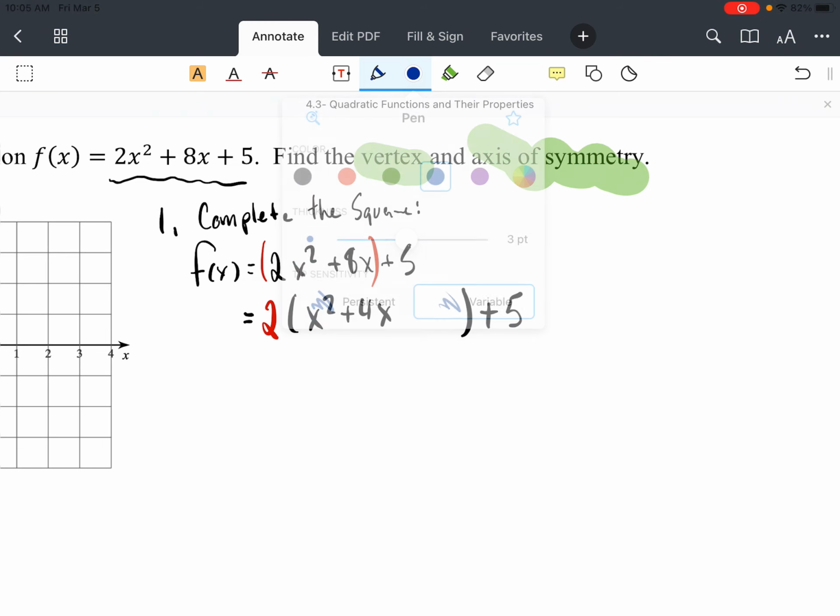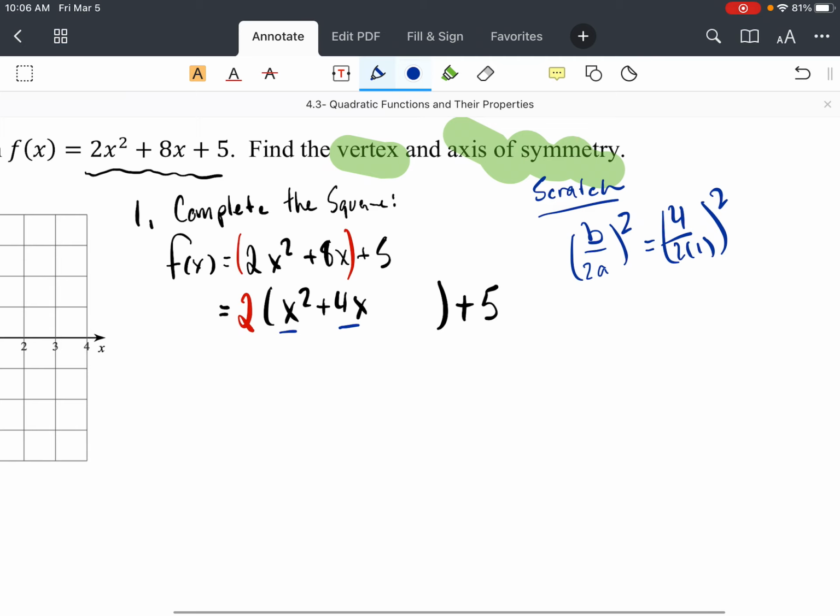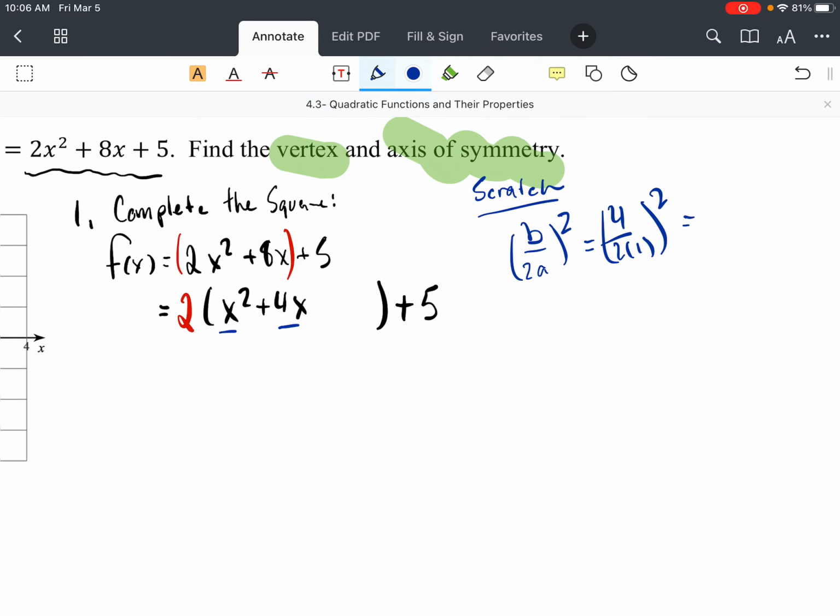Okay, I'm going to give myself just enough room so I can write something there. All right, so the next thing we're going to do is complete the square. So completing a square requires us to do this. It's b over 2, all squared. Okay, so we're pulling our b and our a from inside here. So b is going to be 4, a is going to be 1, and it should always be 1 because we've factored this 2 out. Okay, we're going to simplify this. This gives us 2 squared, which would be 4.